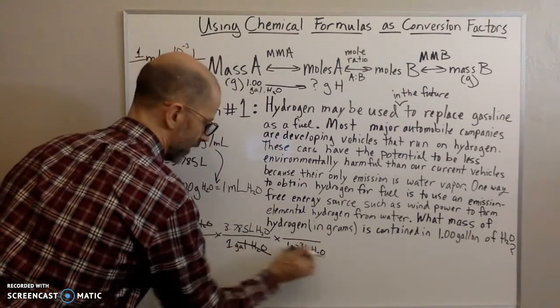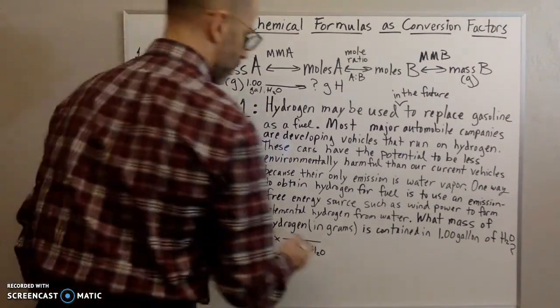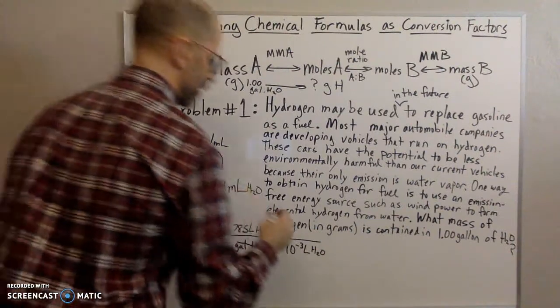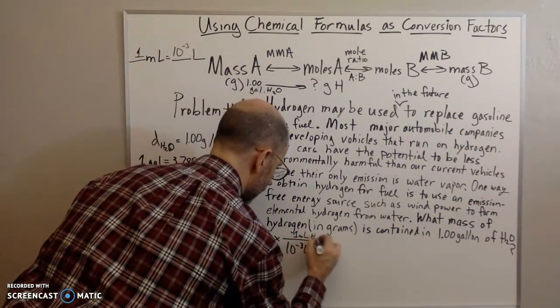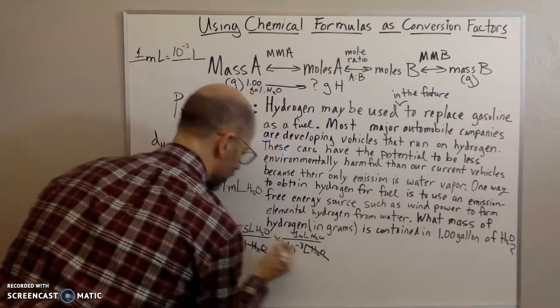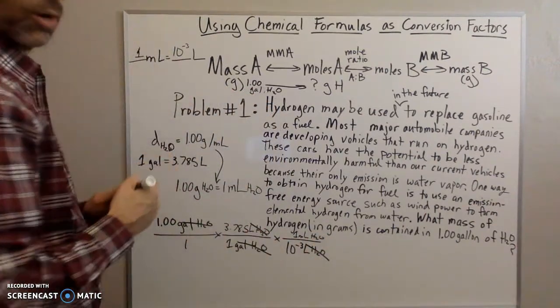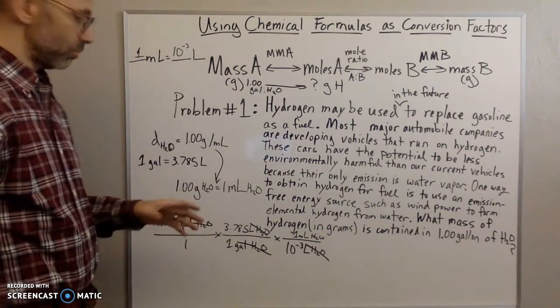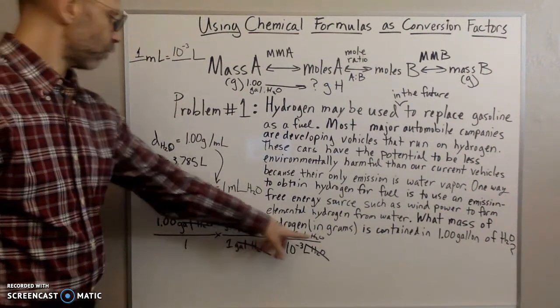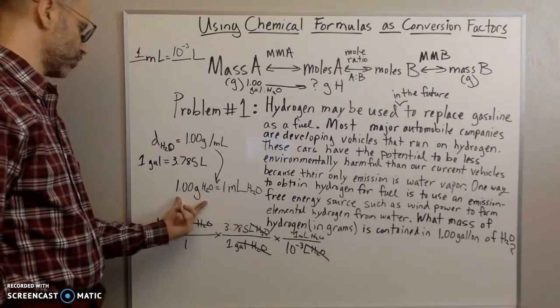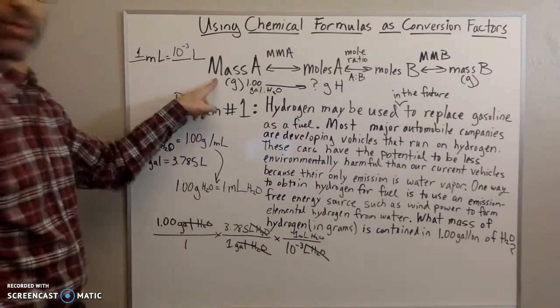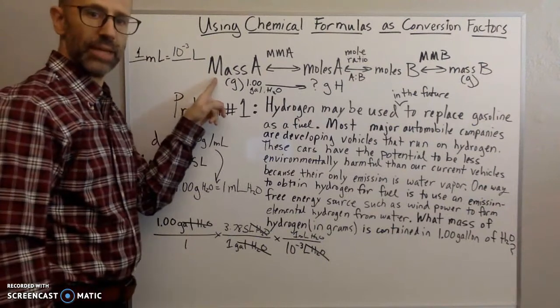Notice I'm always writing the substance down. And then 1 milliliter of water on top. So now liters of water cancel out, and I have milliliters of water. Now I can use my relationship, milliliters of water to grams, and that's going to get me on the highway.